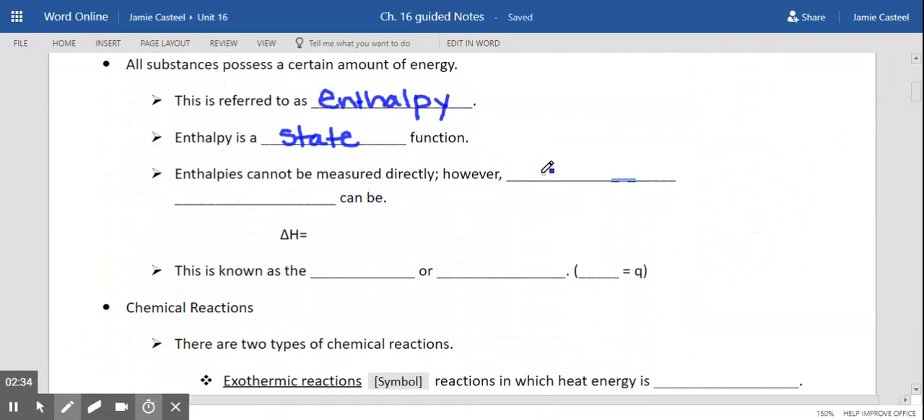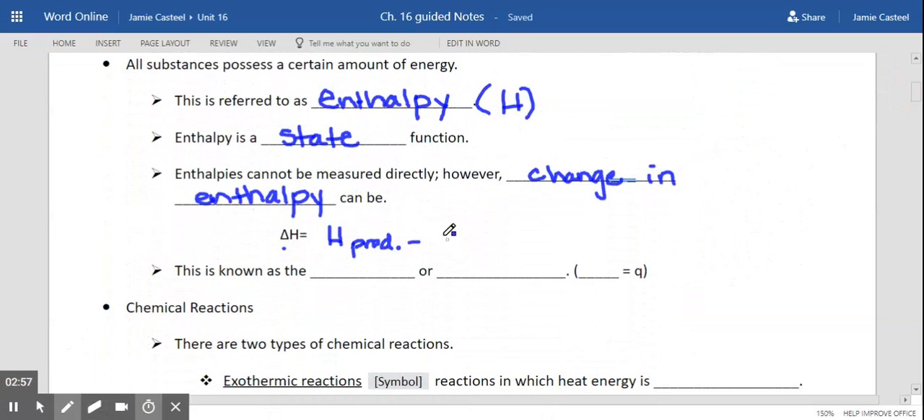However, change in enthalpy can be. And just like we did before, change for us is noted by a triangle, which means delta or difference. Change in H, the letter for enthalpy, is the enthalpy of the products minus the enthalpy of the reactants. This is known as the heat of the reaction. And for us, delta H is equal to that Q.